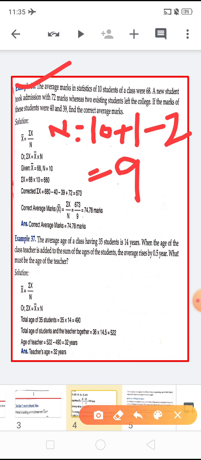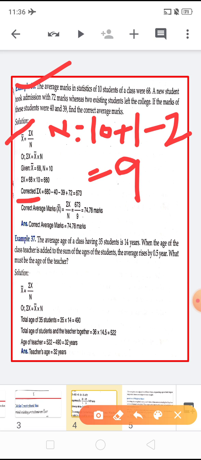So children, the same we have to do: arithmetic mean, that is x bar, is equal to sigma x upon n, or sigma x is equal to x bar multiplied by n. Here x bar is 68 and the number of items is 10. So sigma x is 68 into 10, that is 680.